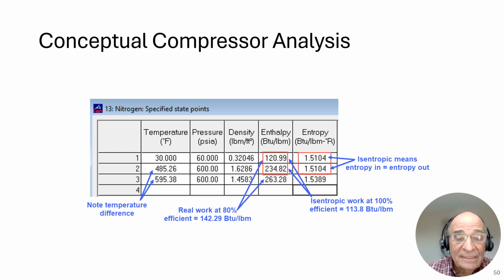In the ideal case, we have the temperature going from 30 degrees Fahrenheit to 485 degrees Fahrenheit. But in the real world case, we have the temperature going from 30 degrees Fahrenheit to almost 600, 595 degrees Fahrenheit. And why is it hotter? Because the additional work that was due to the inefficiency of that compressor went into heat energy. So that's why you see the difference in temperature here.